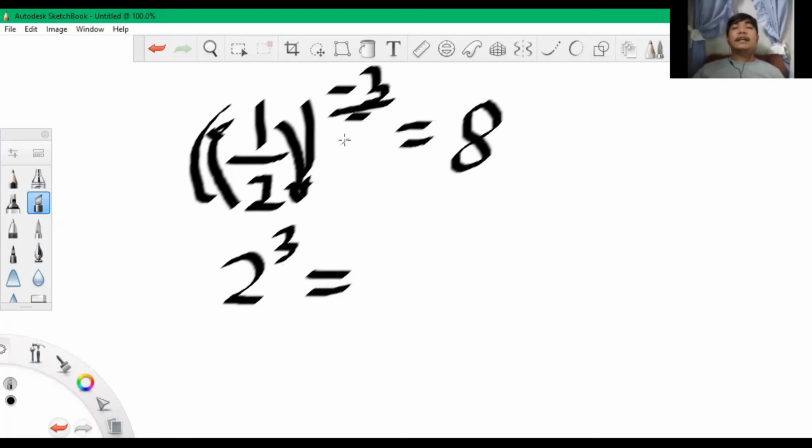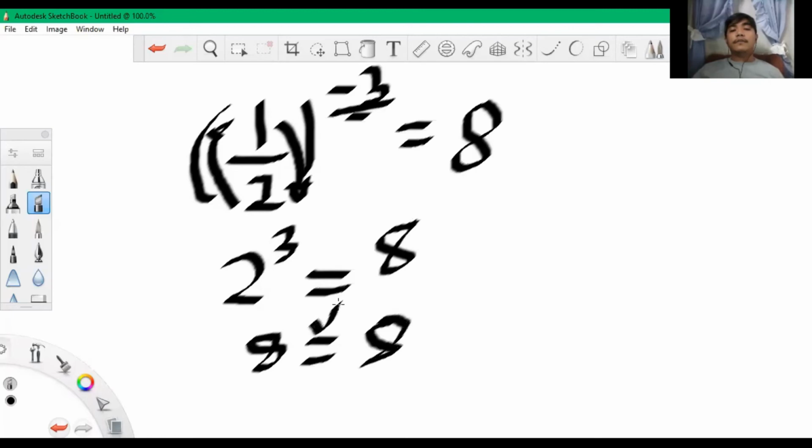So, mag-change ang kaniyang sign. From negative, it will become positive. So, we have 2 cube is equal to 8. Then, solve for 2 cube. 2 cube is equivalent to 8 as well. Therefore, 8 is equal to 8. So, we have solved the right or the correct exponent for 1/2 for it to be equivalent to 8.